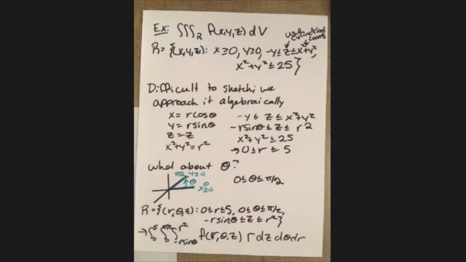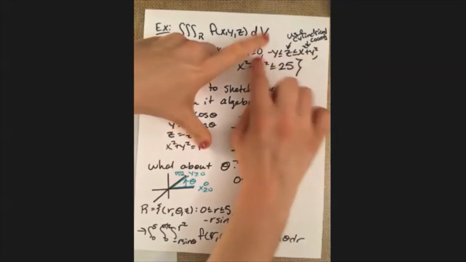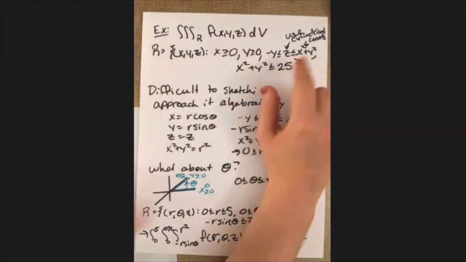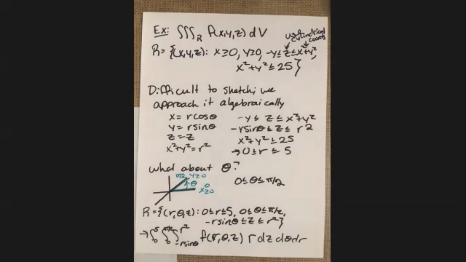So yeah, that's just kind of an approach. If you get really, really stuck on how to sketch the region, if you're having a lot of problems with it, especially when you've got this mix of linear and non-linear terms, you can always attempt to approach it algebraically and just see what shakes out.